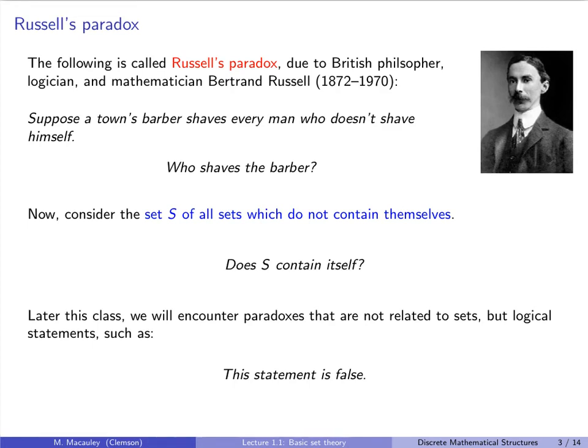Later in this class, we will encounter paradoxes that are not related to sets, but are logical statements. For example, such as "this statement is false." And this is a very similar type of paradox as these two above. Is this statement false? Well, if it's false, then it's true. But if it's true, then it's false. Okay, so that's the tip of the iceberg. And what I really want you to take from this slide is that the set of all sets does not exist, and a lot of other sets that you might think you could write down don't exist. So you have to be really careful with how you define a set.